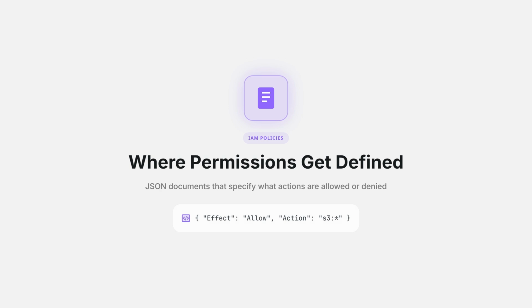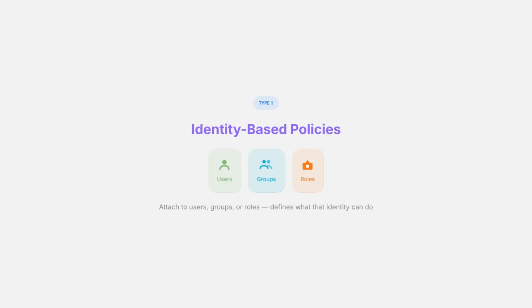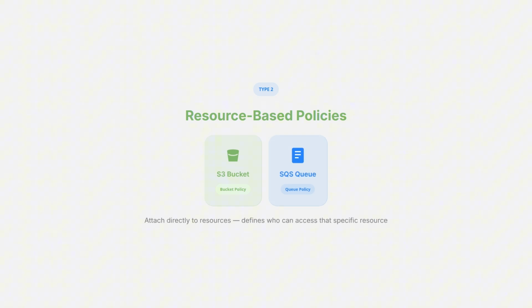They're JSON documents that specify what actions are allowed or denied on which resources. There are 5 types of policies you need to know. Identity-based policies attach to users, groups, or roles. They define what that identity can do. Resource-based policies attach directly to resources like S3 buckets or SQS queues. They define who can access that specific resource.